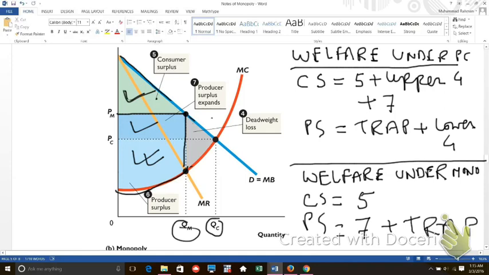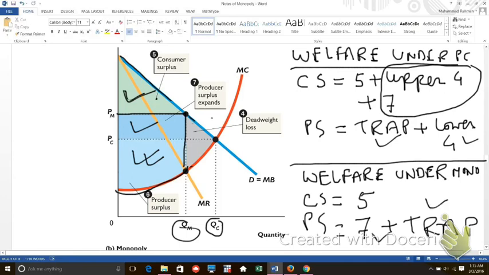Well, let's try to compare consumer surplus under perfect competition and consumer surplus under monopoly. Under perfect competition, consumer surplus was 5, upper 4, plus 7. Consumer surplus under monopoly is just 5. So under monopoly, we have a loss in consumer surplus, first the upper part and then 7. Under perfect competition, producer surplus was the trapezoid and the lower 4. Under monopoly, producer surplus is area 7 and the trapezoid.